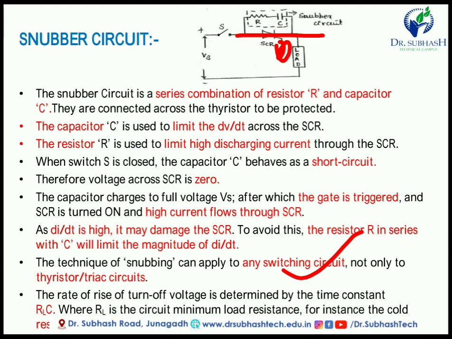The rate of rise of turn off voltage is determined by the time constant RLC. Here the RC time constant is very important, where RL is the circuit's minimum load resistance and inductance, the cold resistance of the heater or lamp. So we can say that this is the snubber circuit, and it is used to protect the SCR against dv by dt. In 1 mark questions as well as in the theory portion, the snubber circuit is very important, and you have to remember this circuit.